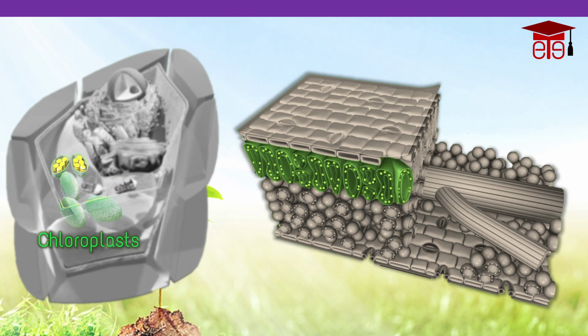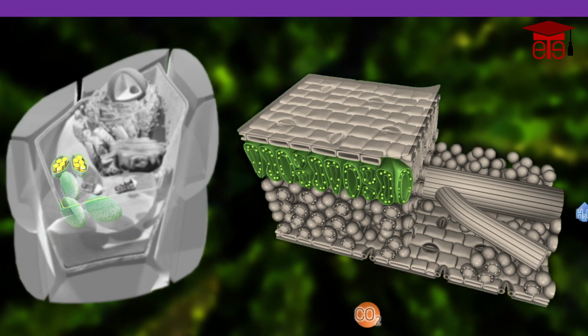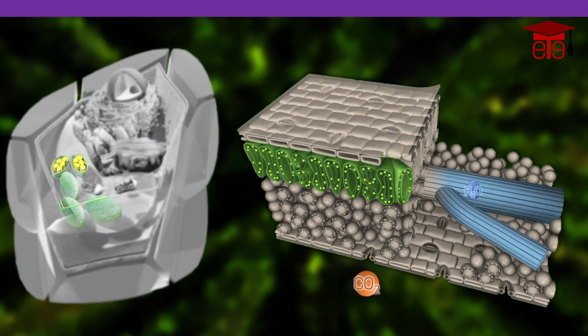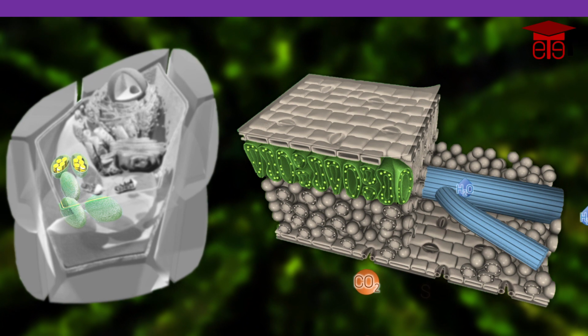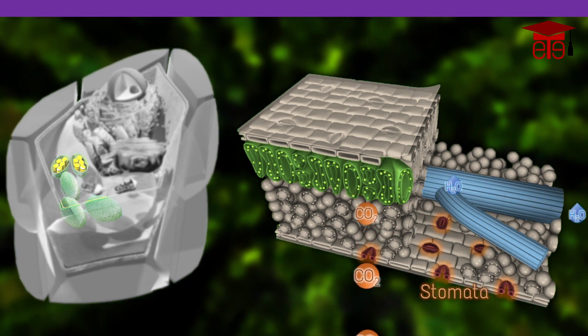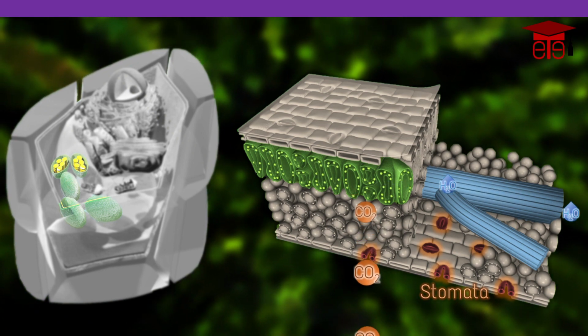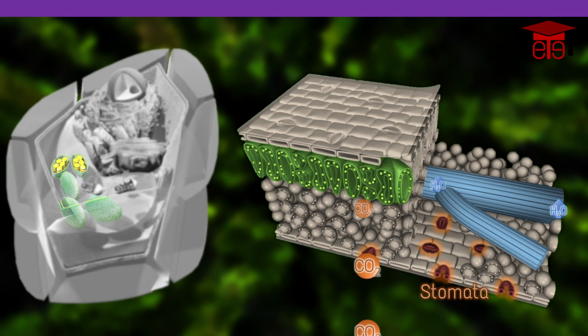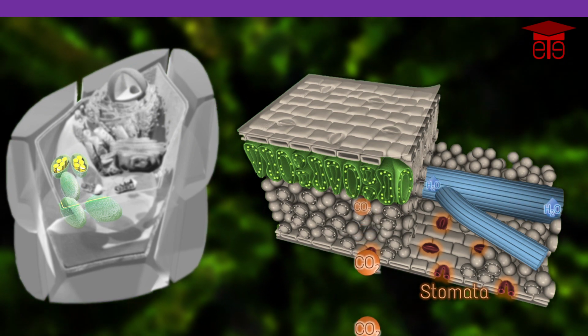For photosynthesis, chloroplasts also need plenty of water and carbon dioxide. Water is brought to the cells in the leaf along the veins. Carbon dioxide diffuses into the leaf from the air through tiny holes called stomata. Stomata allow gases to diffuse in and out. The gases can easily diffuse through the air spaces between the cells inside the leaf.